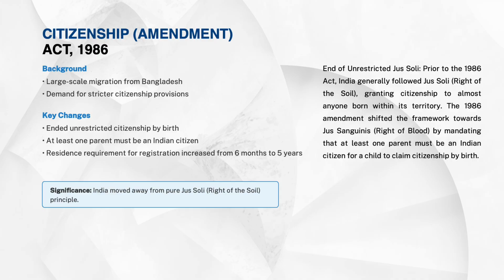If they were to ask you a question, it was the 1986 amendment that made India switch from right of soil to right of blood. And then it added the condition that at least one parent must be an Indian citizen. These 2 points about the 1986 amendment law are enough for your examination. Don't study everything unnecessarily. These points are good enough.